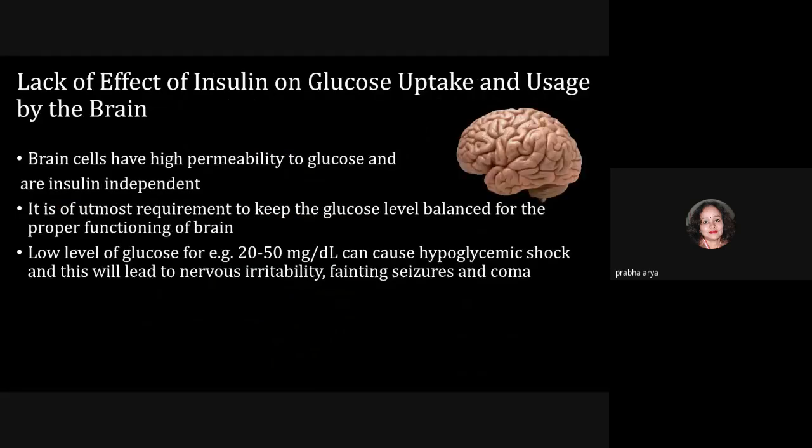Lack of effect of insulin on glucose uptake and use by the brain. The brain is highly specific in that it can take up glucose without interference of insulin. Why? Because it has specific glucose transporters. Brain cells have high permeability to glucose, and it is insulin independent. It is of utmost requirement to keep the glucose level balanced, because if you have a low concentration of glucose, this can lead to hypoglycemic shock, which will lead to nervous irritability, fainting, seizures, and coma. So for this purpose, glucose concentration should be balanced.